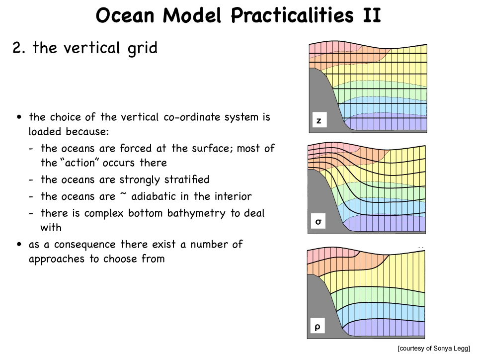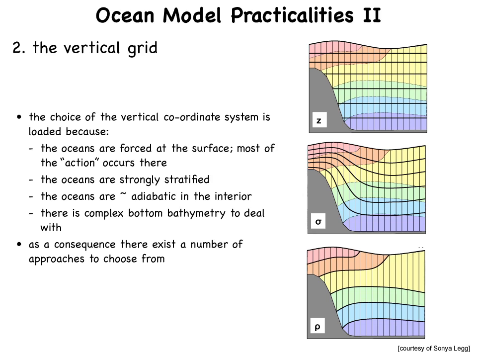We have to also choose a vertical coordinate system. And actually, in ocean modeling, this is quite a loaded choice for a number of reasons. First of all, the oceans are mostly forced at the surface, and as a consequence, most of the action occurs in the upper ocean. The oceans are strongly stratified, as we said before. That means that horizontal motions dominate over vertical motions. The oceans are pretty much adiabatic in the interior, and that means that flow is mostly along density surfaces as opposed to across density surfaces. And then we've got this complex bottom bathymetry to deal with.